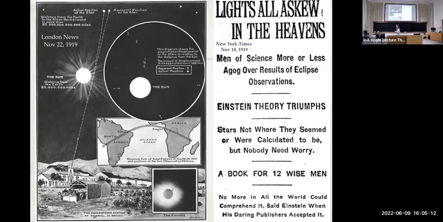So Eddington realized that in order to probe this, they could do an experiment and measure the deflection of light of distant stars behind the sun during a solar eclipse. Otherwise, you wouldn't be able to see the star. So you have to catch it when the sun is dark.